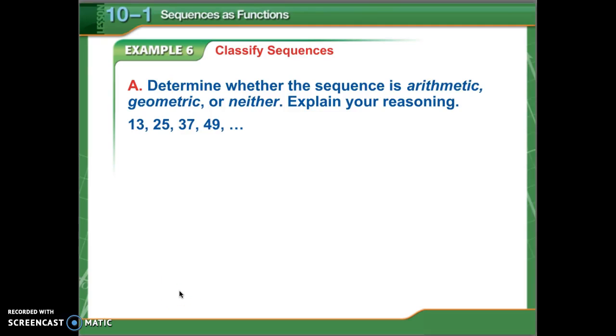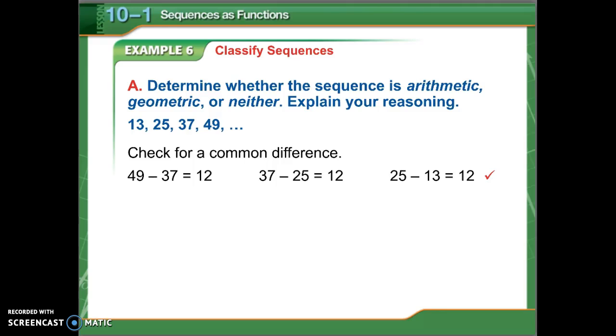Okay, we're picking up with example 6 out of chapter 10, lesson 1. This time we are going to be determining whether or not a sequence is arithmetic, geometric, or neither. And we need to explain our reasoning each time. So in part A, we're looking at the sequence of numbers 13, 25, 37, and 49.